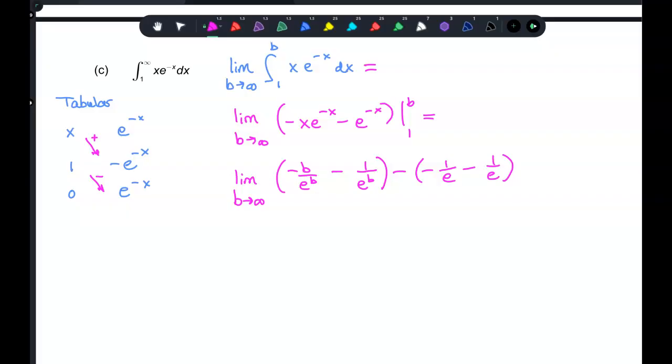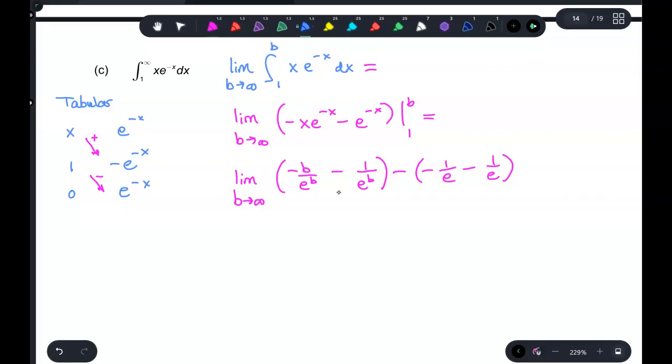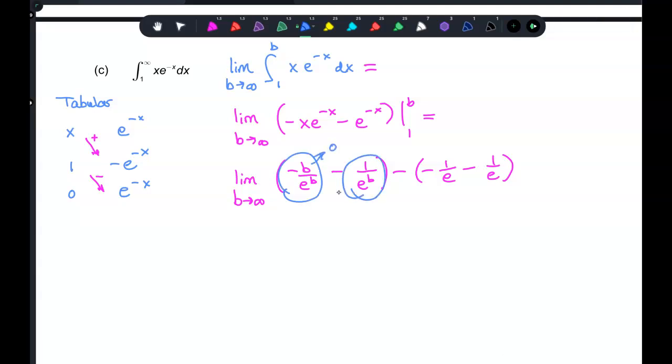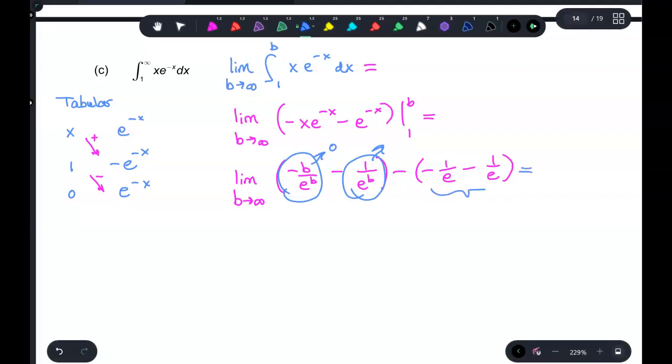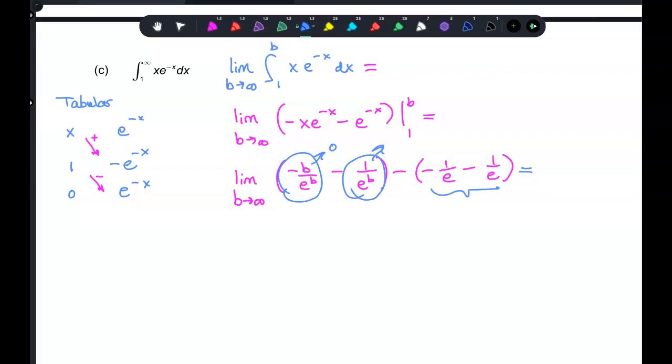So in the first case, now that we know the whole thing about what grows faster and slower, we know this goes to 0, this goes to 0. And so we just have negative 2 over e, and there's another negative sign, so it's going to be positive 2 over e. So therefore, this converges to 2 over e.